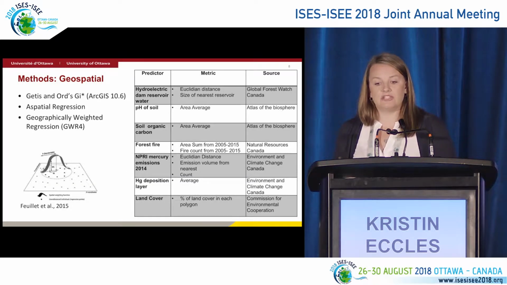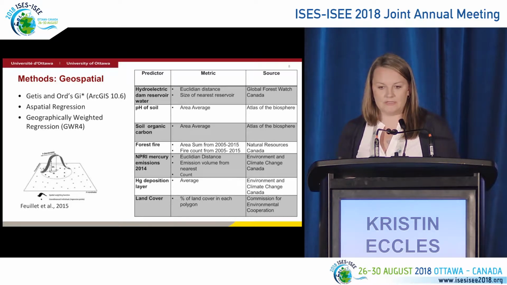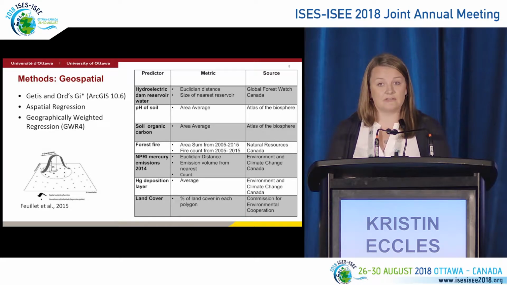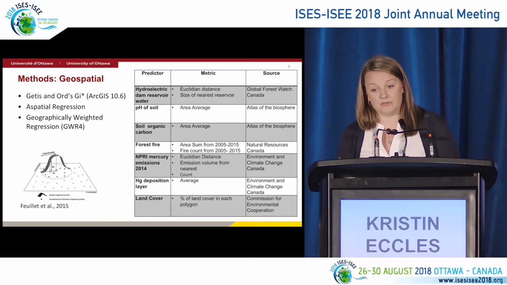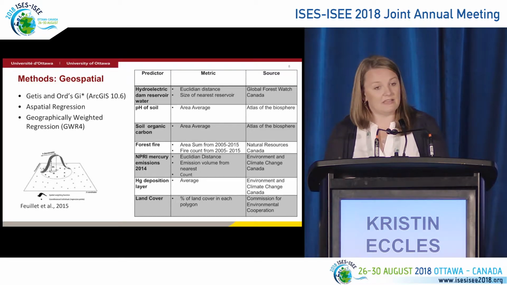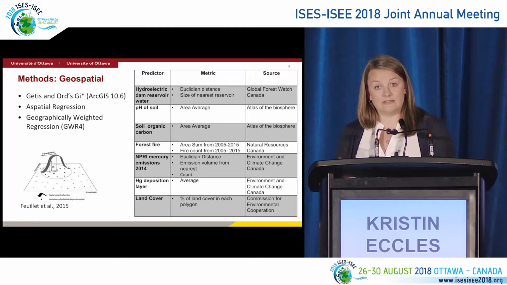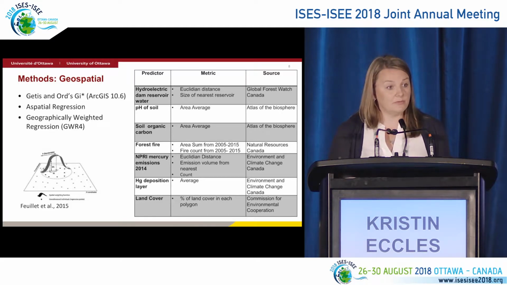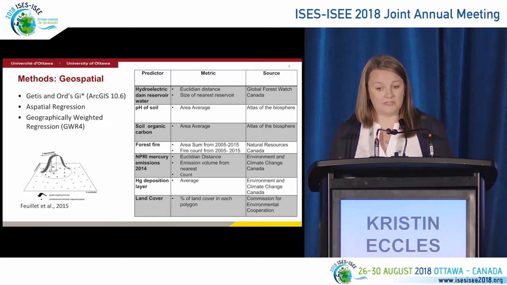And so the geospatial methods that I used were Getis-Ord's Gi* to indicate clusters of hotspots and cold spots of mercury exposure. And then in the actual regression modeling, first you start with an aspatial regression. If you violate the assumption of homoscedasticity of the residuals, then you move to a geographically weighted regression. So I'll be presenting the GWR results today.